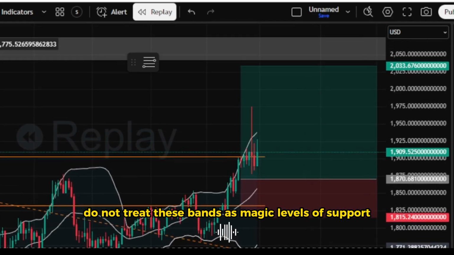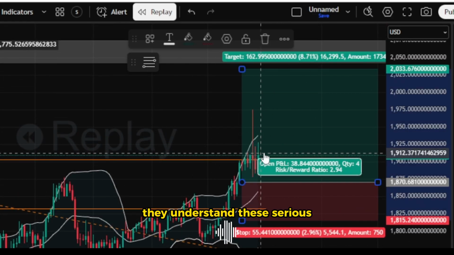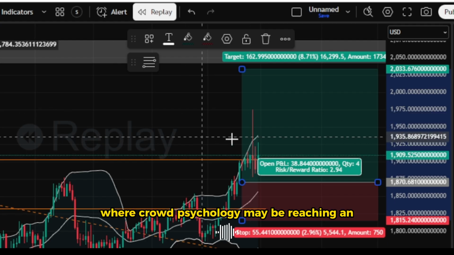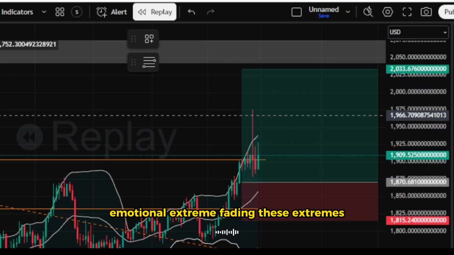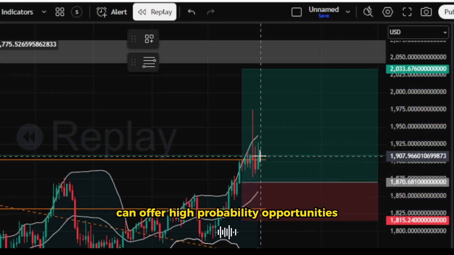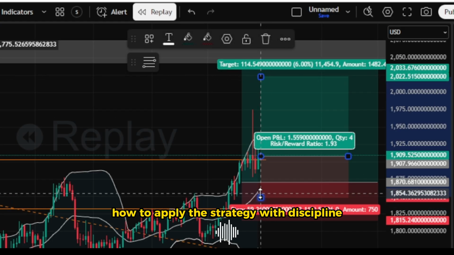Professional traders do not treat these bands as magic levels of support or resistance. Rather, they understand these areas as highlight zones where crowd psychology may be reaching an emotional extreme. Fading these extremes when supported by other evidence can offer high probability opportunities. How to apply the strategy with discipline.